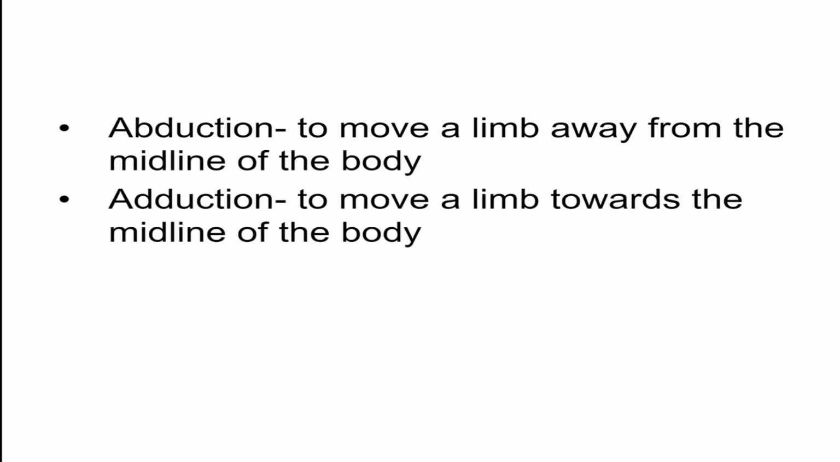This is moving a limb away from the midline of the body. And what that means is, like, if you have your arm straight down at your side and then you just lift it straight away so it's still in line with your shoulder, that is abduction. Adduction is where you bring it back down to the side of your body.